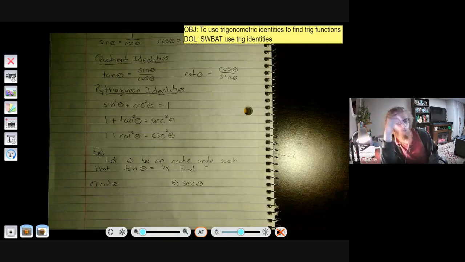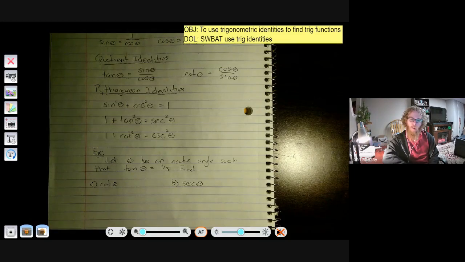All right, so one of the ways we use our trig identities is to help us solve for certain trig functions without the use of a triangle. So here we're given a scenario: let theta be an acute angle such that the tangent of theta is 1/3. Now we want to find cotangent and secant.